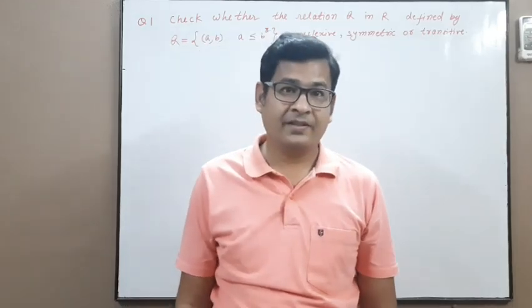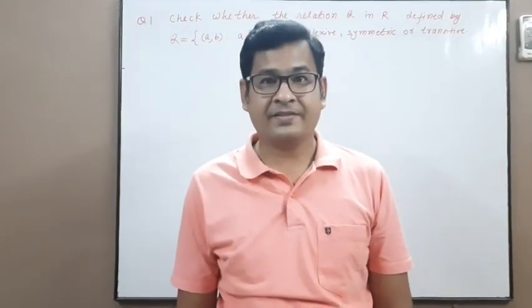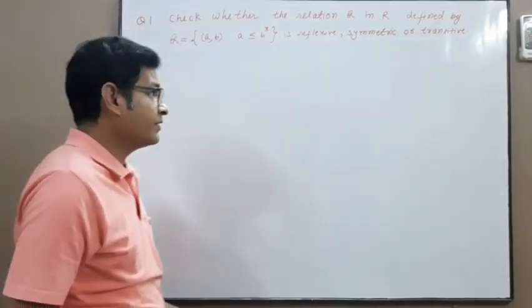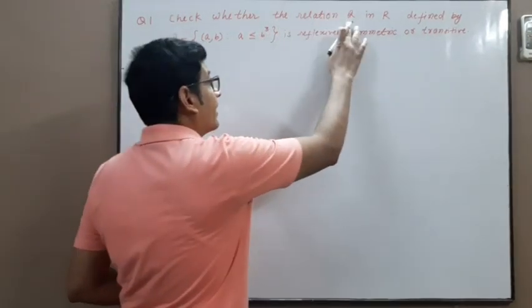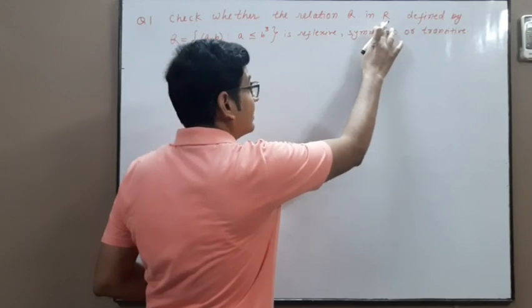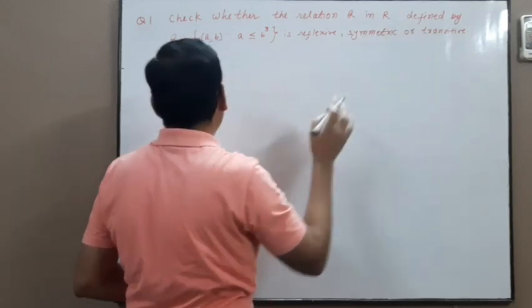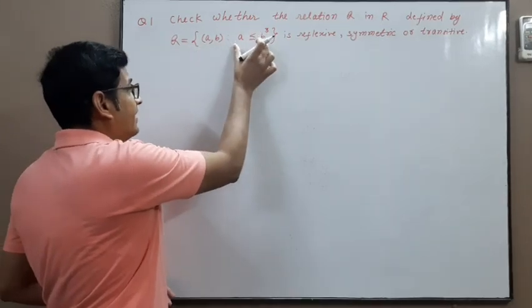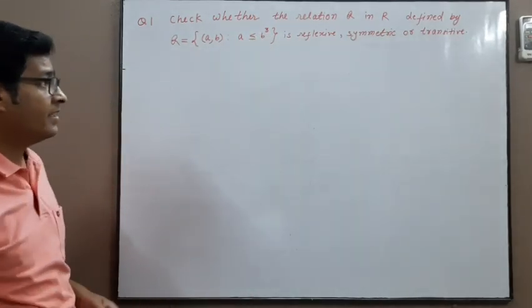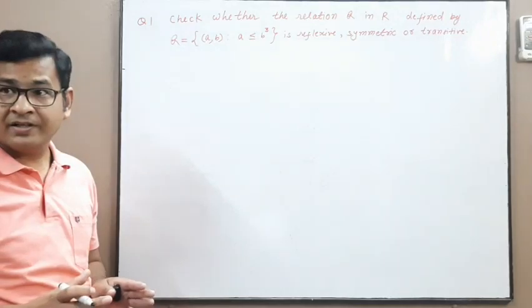Hello students, today we are going to solve questions based on types of relations. First question: check whether the relation R in ℝ, the set of real numbers, defined by R = {(a, b) : a ≤ b³}, is reflexive, symmetric or transitive.